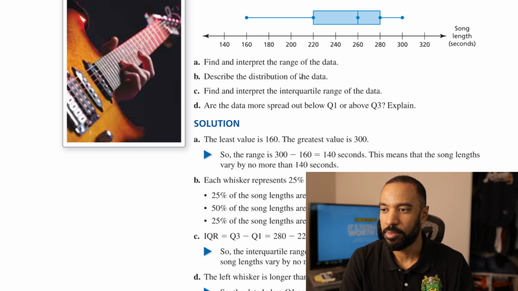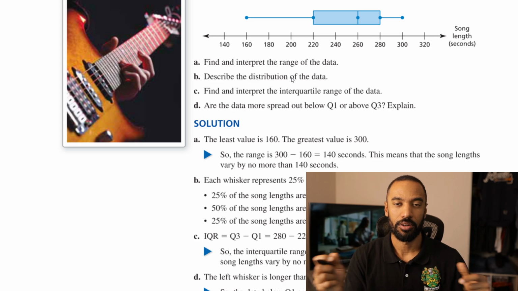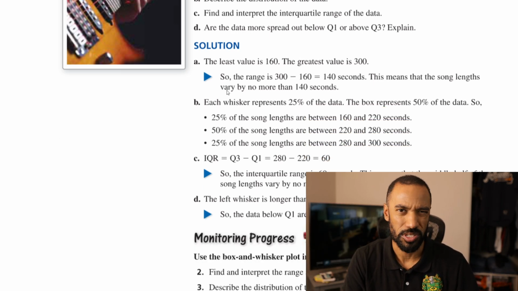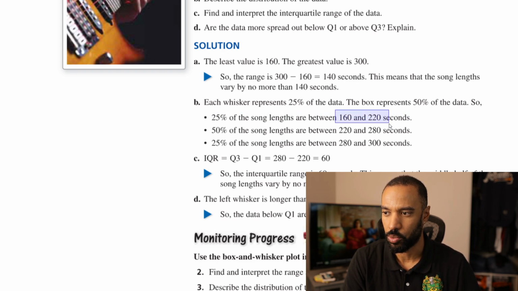Part B, describe the distribution of the data. Now, the distribution is talking about that variation, right? The spread, what it is. So we get to talk about, let's see which ones they want us to explain. Each whisker represents 25% of the data. The box represents 50% of the data. So 25% of the song lengths are between 160 and 220 seconds.